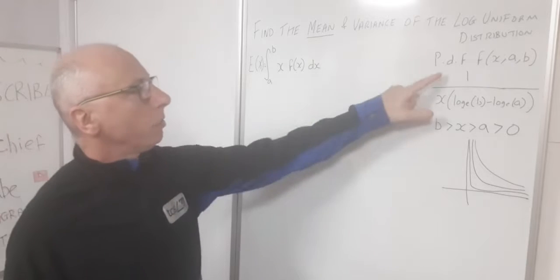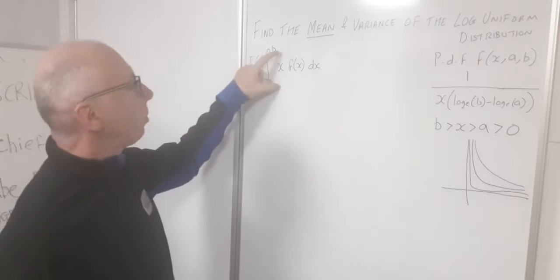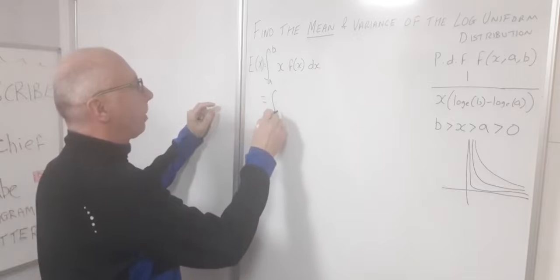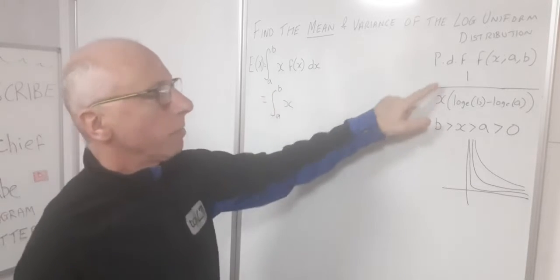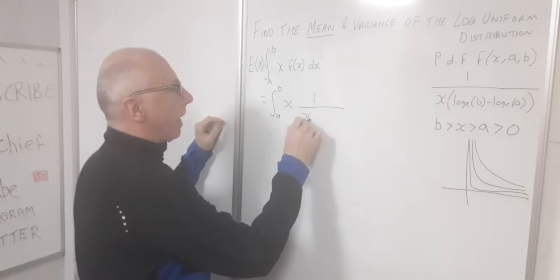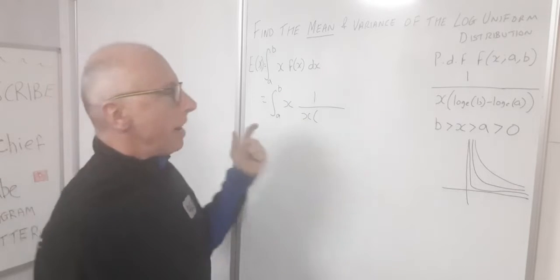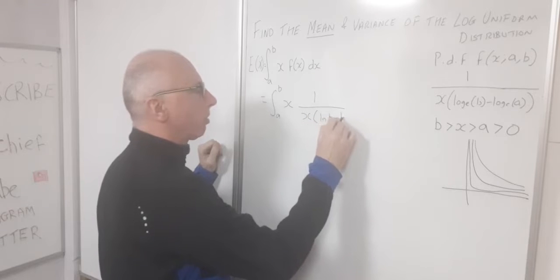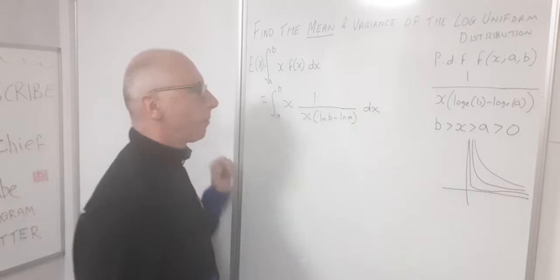Okay, so now we've got our PDF here, so we can go straight in and integrate that for all values of a and b. So now our expected value is the integral from a to b of x times 1 over x times 1 over, and I'm going to write natural log, ln, of b minus natural log of a, and they're all with respect to x.